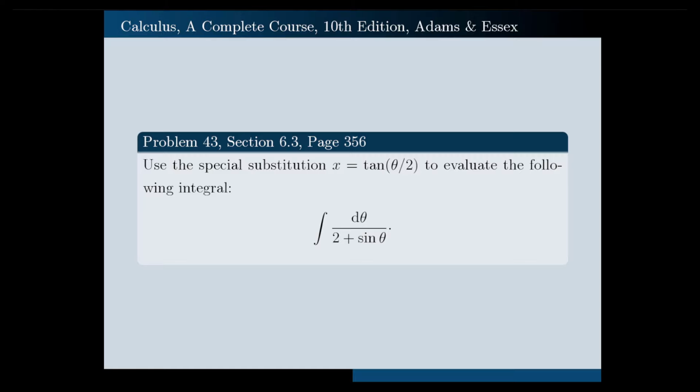Hello, in this video I'm going to solve the following problem for you. Use the special substitution x equals tangent theta over 2 to evaluate the following integral: integral d theta over 2 plus sine theta. It would be a good idea if you pause the video at this point and try to solve the problem yourself first. If you do your calculations correctly, one possible answer that you will get is as follows.